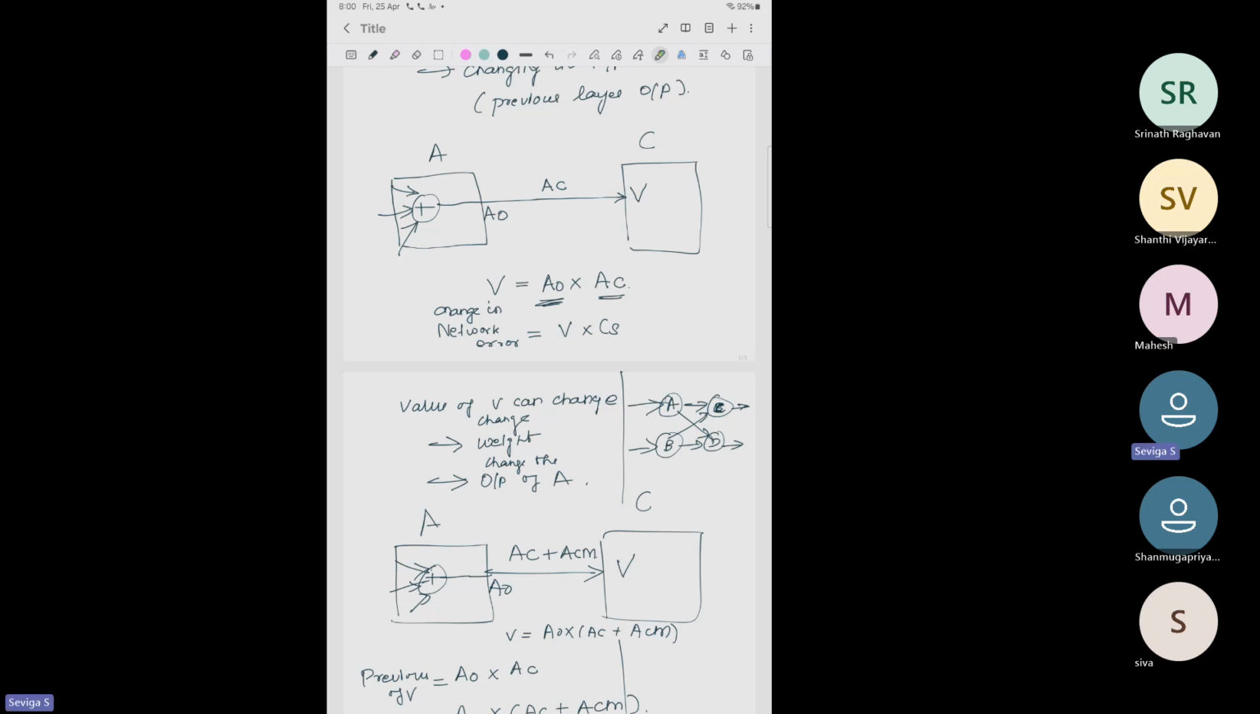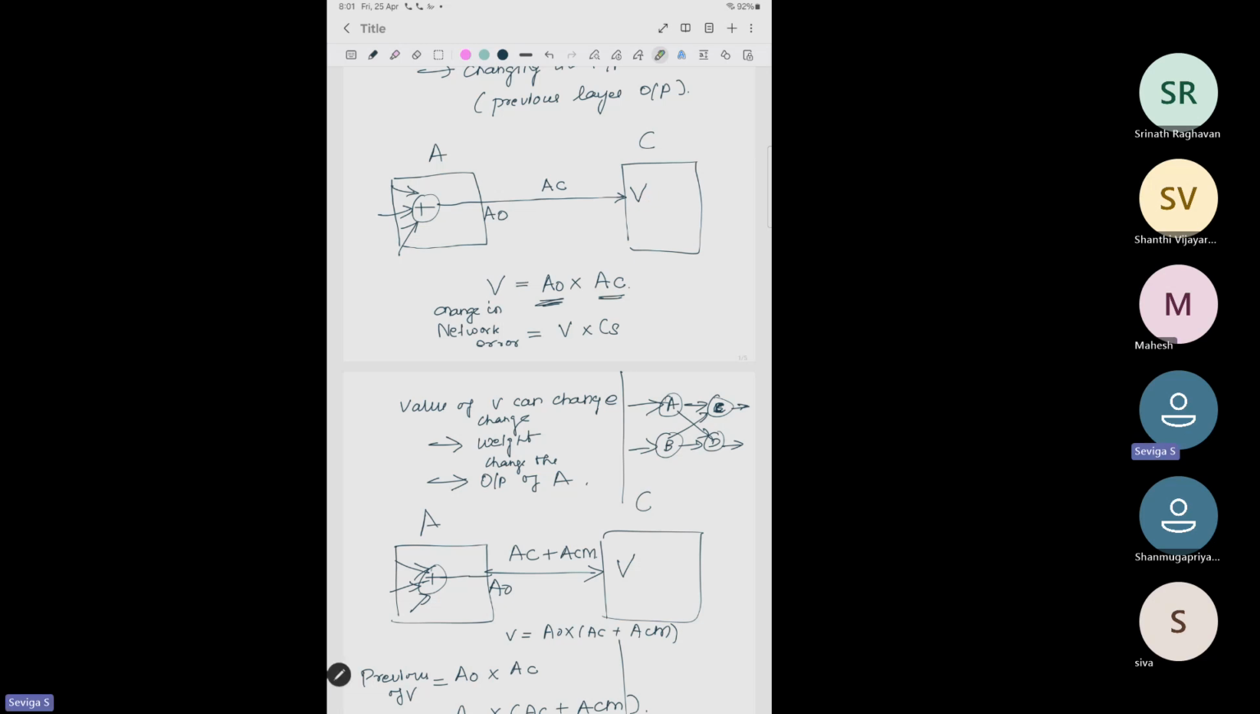So now for that purpose, we will look at the entire neural network, but for the time being, we are understanding only one link, only two neurons, and we are looking at it. So this V value is given as A naught into AC.